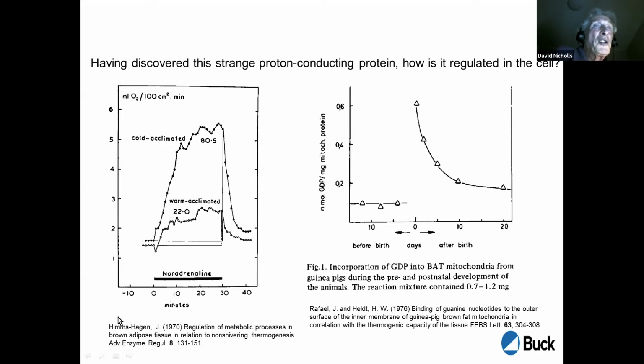You can take this into the whole animal. This is an experiment by Jean Himms-Hagen many, many years ago. And you can infuse a whole rat with noradrenaline. And if the animals are warm acclimated, you show a small response. If they're in the cold, you see a very much larger response. So there is an adaptive induction of what we now call the uncoupling protein in the cold.